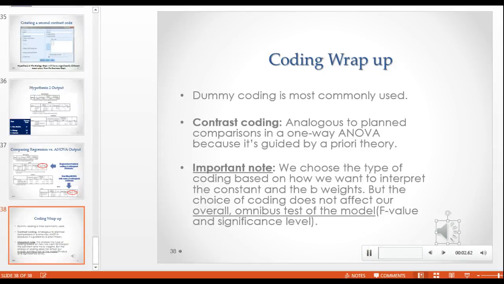To wrap up this lecture, I would like to provide a quick overall summary and hit the high points of coding in regression. The first thing to keep in mind at the most broad level is that dummy coding is most commonly used, I believe, in our fields. My thinking is the reason this might be the case is that typically we aren't working with predictor variables that have 4 or more levels, for example.